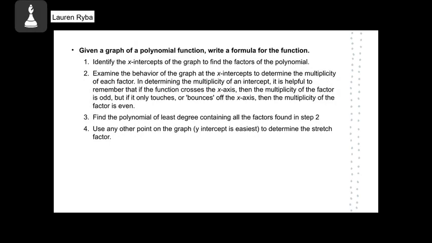Now we're going to be given the graph and asked to write the polynomial function. So what we're going to do is find all of our x-intercepts and determine what's happening in each of those. Are they single multiplicities or double multiplicities? Because that then determines if we put a power on the root. And then we're going to find the polynomial of least degree.